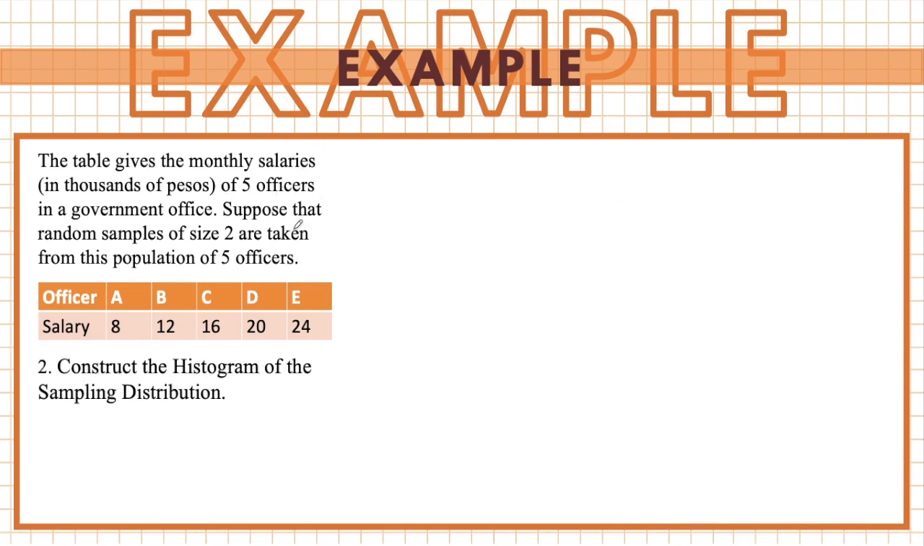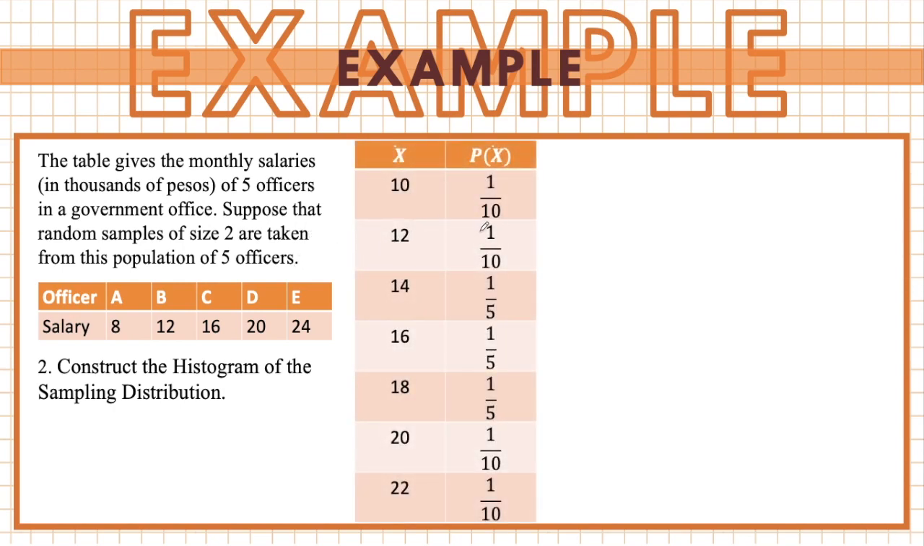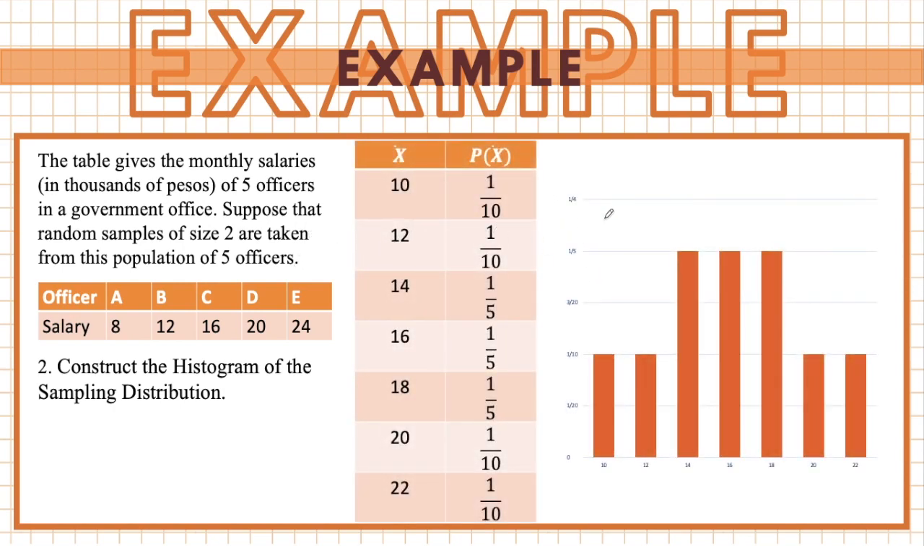And then for number 2, we are to construct the histogram of the sampling distribution. So the histogram is simply the bar graph of the distribution. So we create a histogram or the bar graph. So at the x-axis are the sample means, and then in the y-axis are the probabilities. So here we have 10. First, ascending, again, the placing of the values of the sample means and the probability.